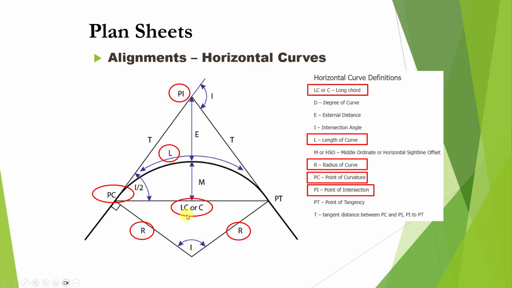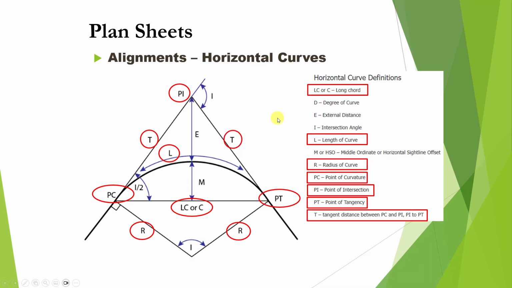And then you have the point of intersection, which takes the PC and the PT and intersects that, and that's your point of intersection. And then you'll have your PT, which is point of tangency. So you go into your curve, and you go along that curve, and you come out of the curve. That's your point of tangency. Now you're going into the next tangent. Okay, so that's what that does for you. Now the PI is the intersecting point of those 2 points.